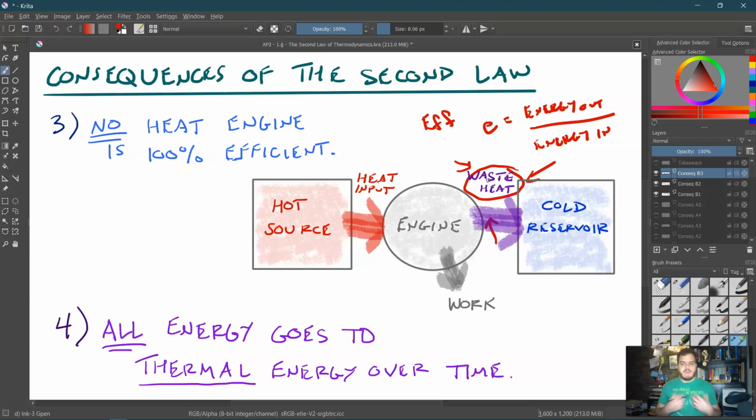Same thing with our bodies. We bring in food calories, and a lot of it is burned off as heat that we cannot salvage. So over time, a lot of energy, and specifically all energy, is going to become thermal. And that leads to this idea of the heat death of the universe, that ultimately there's going to be a point when all of the energy goes to a thermal state, and there are no useful energy sources anymore.